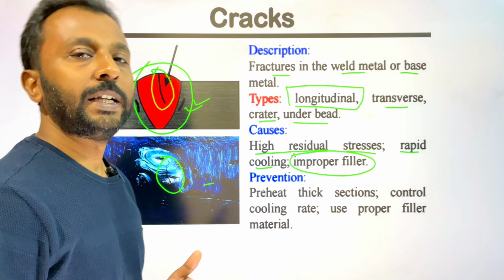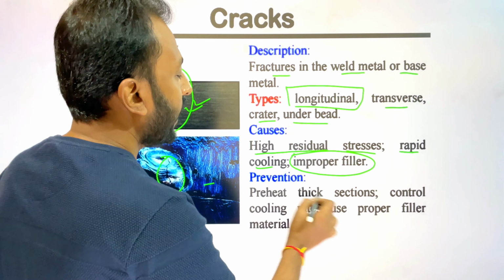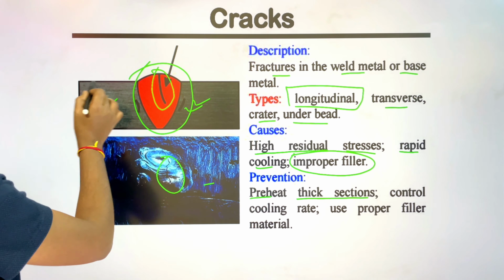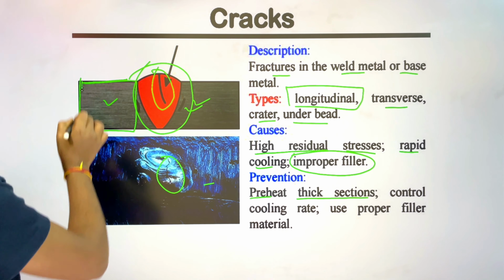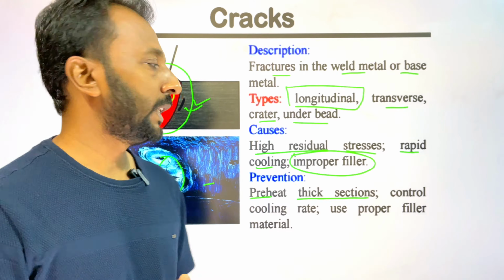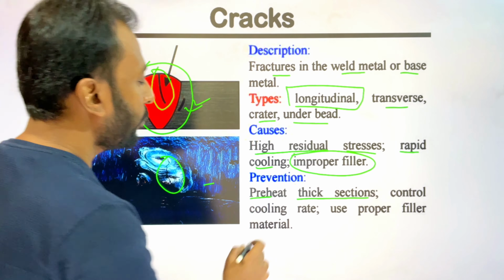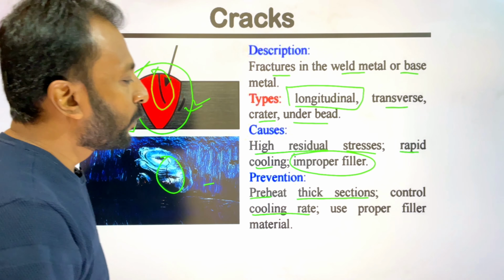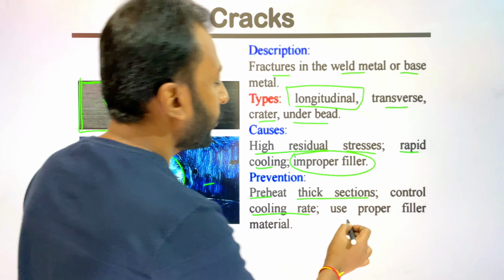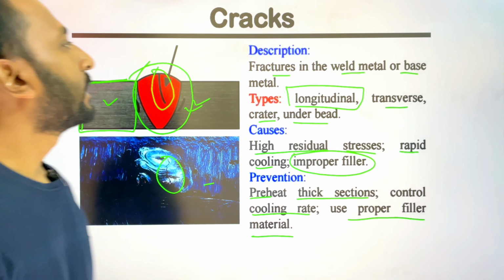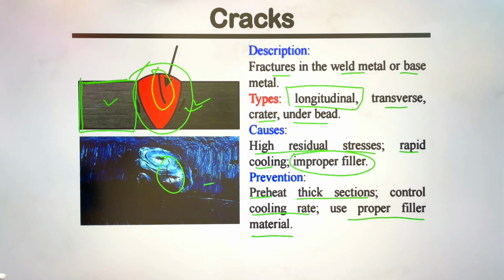How can we prevent this? We have to preheat the thick sections. If the welding zone or the weld metals have different kinds of sections, then we have to preheat the thick sections. Also we have to control the cooling rate. So we have to cool the metal in a proper way, and also use the proper filler material. Then we can prevent cracks in the welding zone or weld metal.